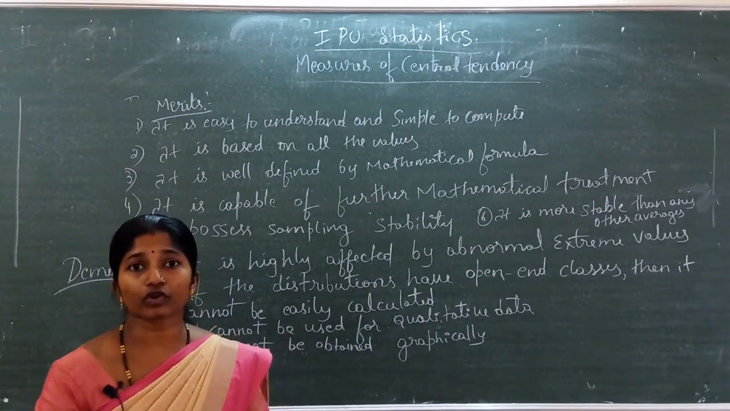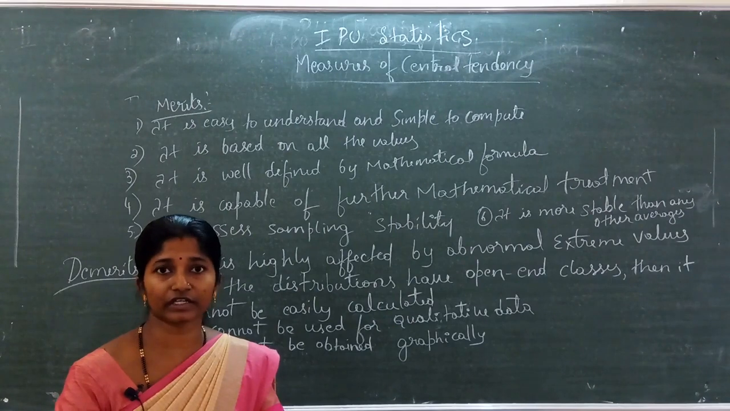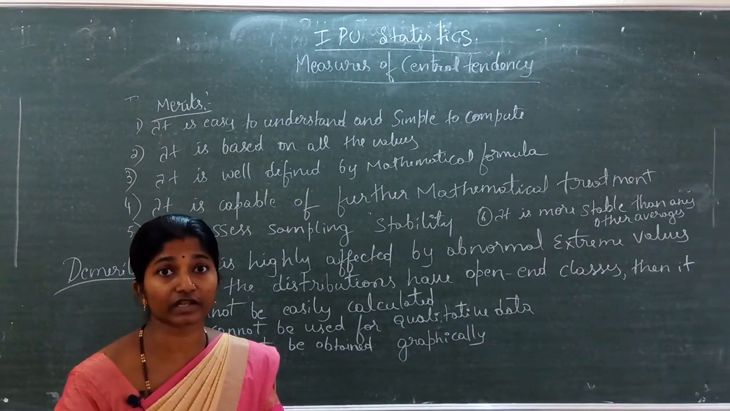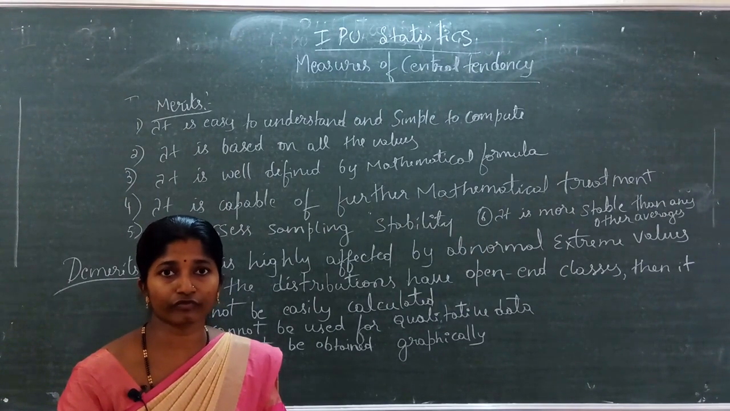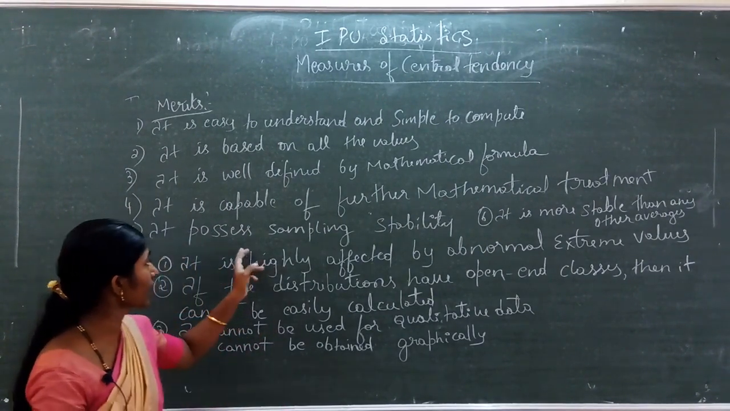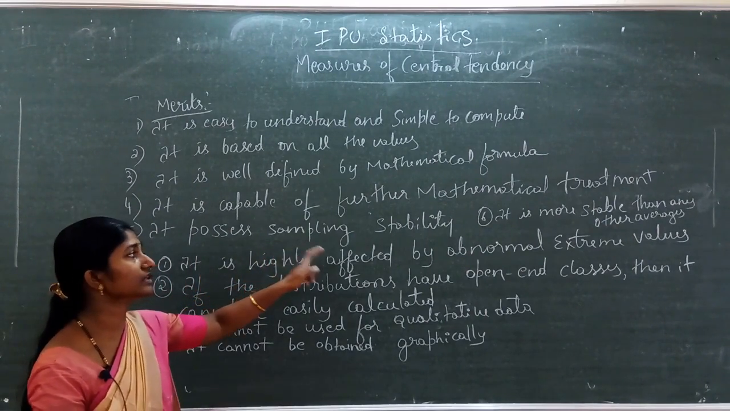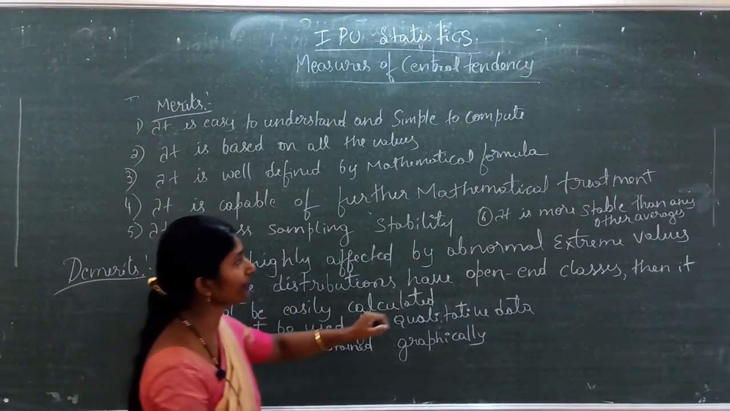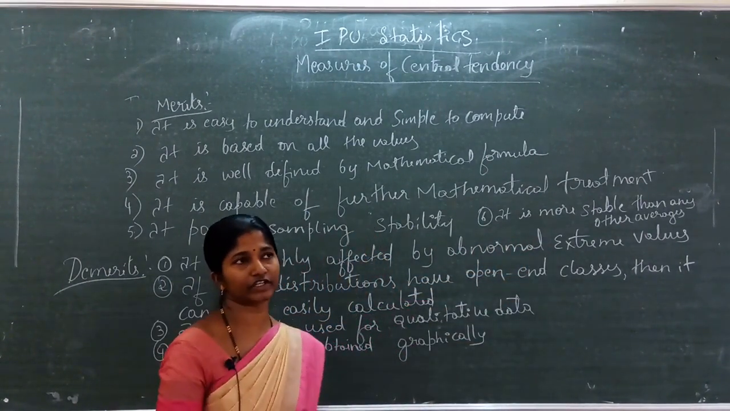Next, fifth one, it possesses sampling stability. We cannot use all the values if the data is large. When we are doing the survey, if the data is large, at that time we go for sampling. For that also it possesses sampling stability. Next, another one, it is more stable than any other averages.